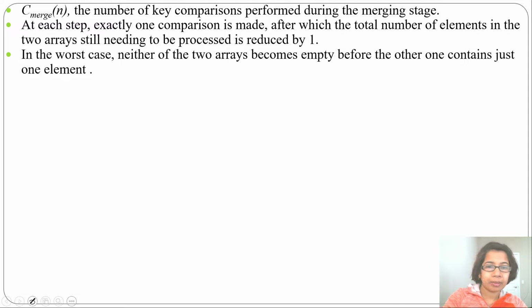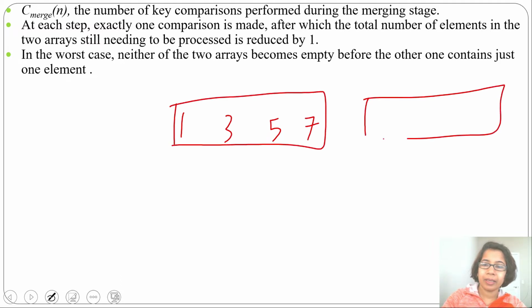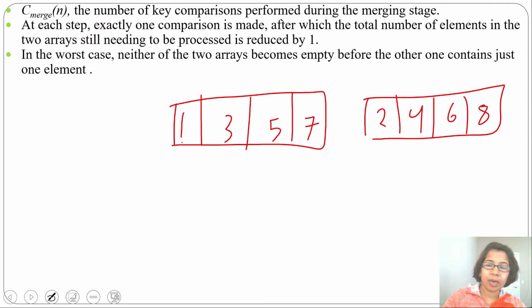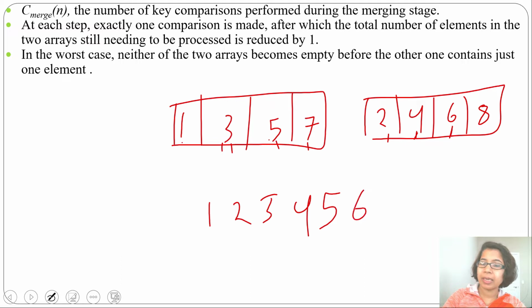Let me take one example. Suppose 1, 3, 5, 7 is one array and another array is 2, 4, 6, 8. Now I'll compare 1 and 2. 1 is less. Next we'll compare 2 and 3. 2 is less. Next we'll compare 3 and 4. 3 is less. Next we'll compare 4 and 5. 4 is less. Next we'll compare 5 and 6. 5 is less. Next we'll compare 6 and 7. 6 is less. Next we'll compare 7 and 8. So 7 is less. Next we'll just move 8.